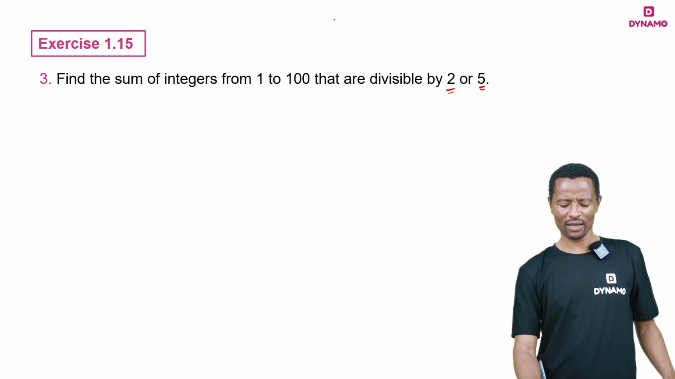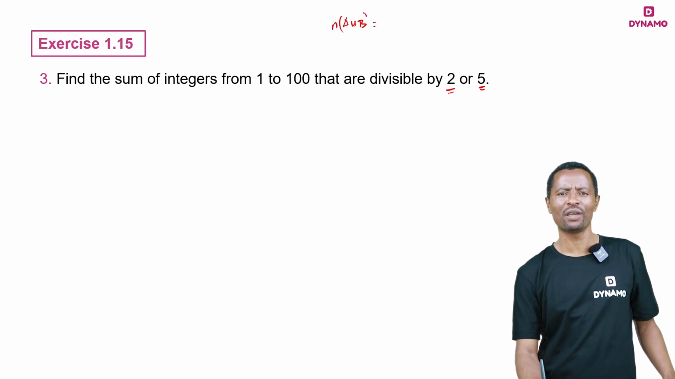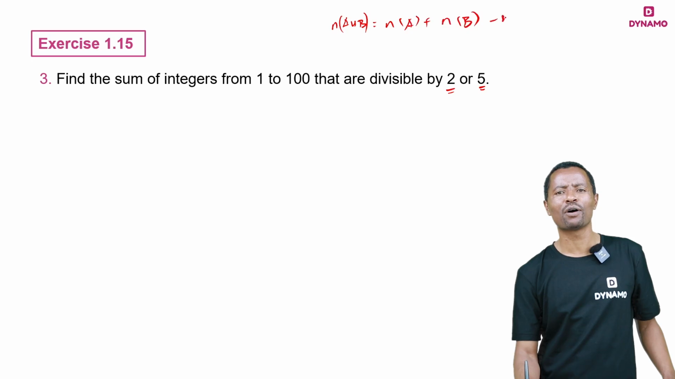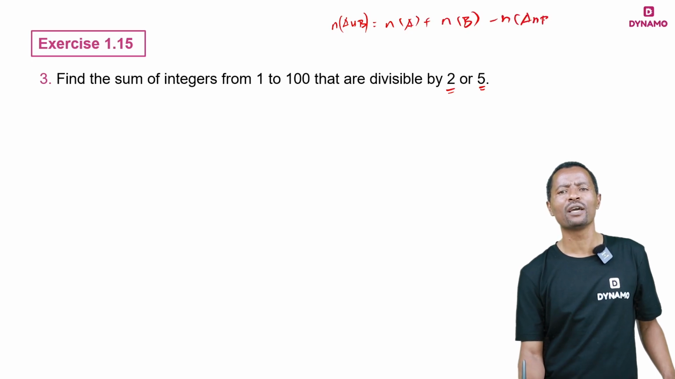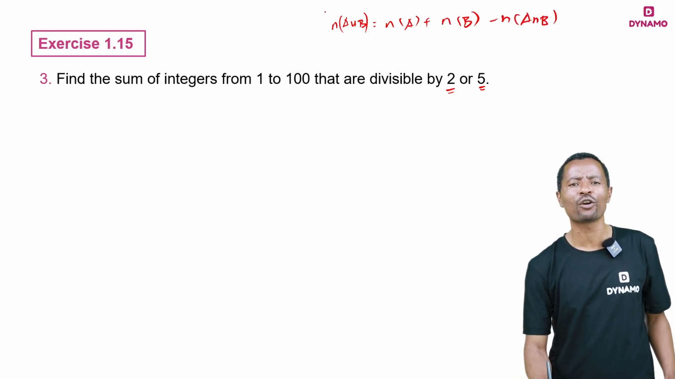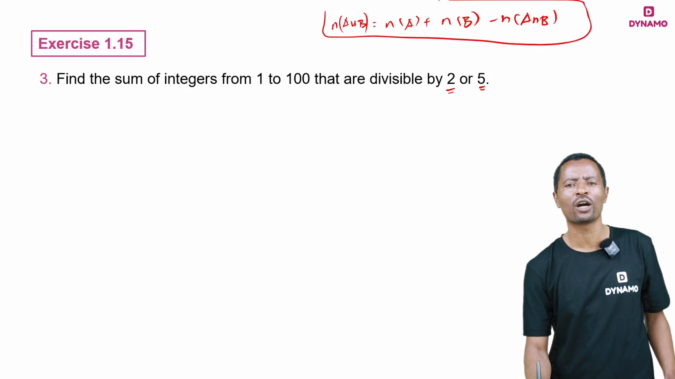A union B ni yaadattu yoo ta'e, number of A union B keenya ni ta'a number of A plus what? Number of B minus what? Number of A intersection B ta'a. Kun set theory irraa kan nuti qabnu jechuudha.